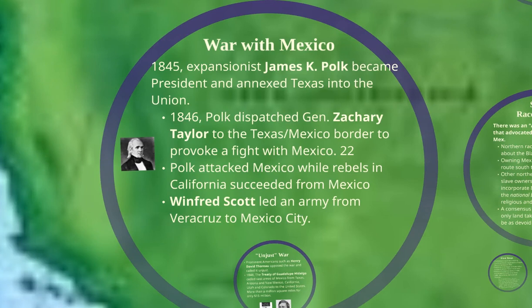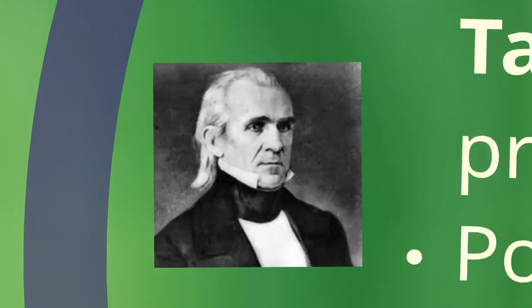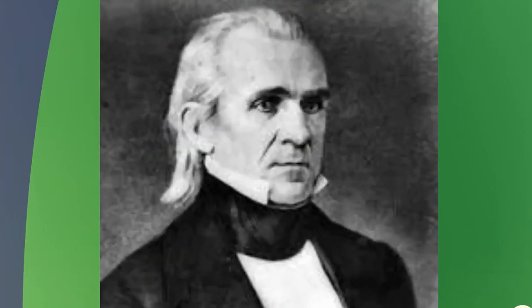In 1845, expansionist James K. Polk rose to the presidency and annexed Texas into the Union. In the following year, Polk dispatched General Zachary Taylor to the Texas-Mexican border to provoke a fight with Mexico. Polk attacked Mexico while rebels in California seceded from Mexico. It was a coordinated plan. Winfield Scott led an army from Veracruz to Mexico City. This is a picture of President Polk.